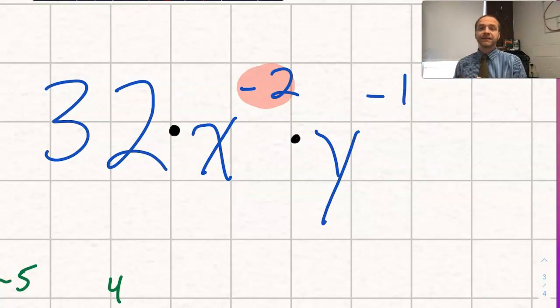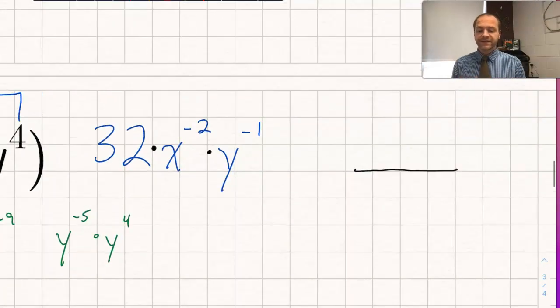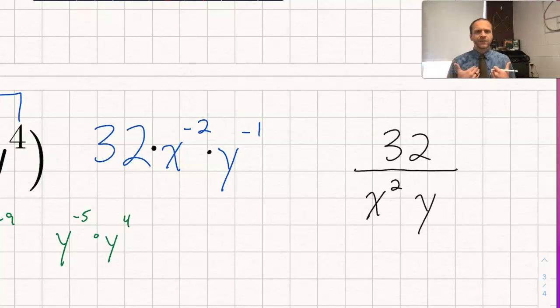And that's a common thing that I've been noticing. So that 32 stays on the top. The x to the negative second becomes an x squared on the bottom, and a y to the negative first becomes a y on the bottom. I don't want to write exponents of 1. Why should you do that? And that's really your answer. That's it. Now, you had to be careful because this exponent is only attached to that base. And so that's something to keep in mind.